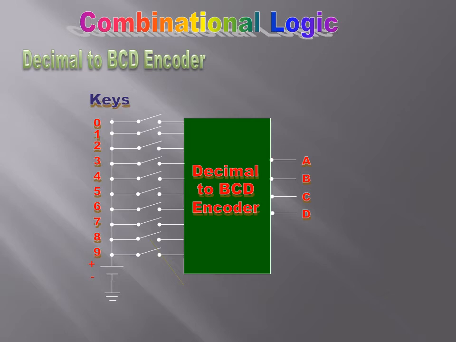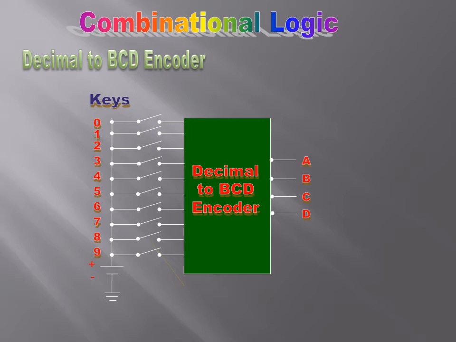So how we can encode a particular decimal number is that we have to design a circuit which will convert the pressing of a key into a binary coded decimal number. The binary coded decimal number is a sort of binary number from 0000 to 1001. So 0000 represents 0 and 1001 represents the number 9.